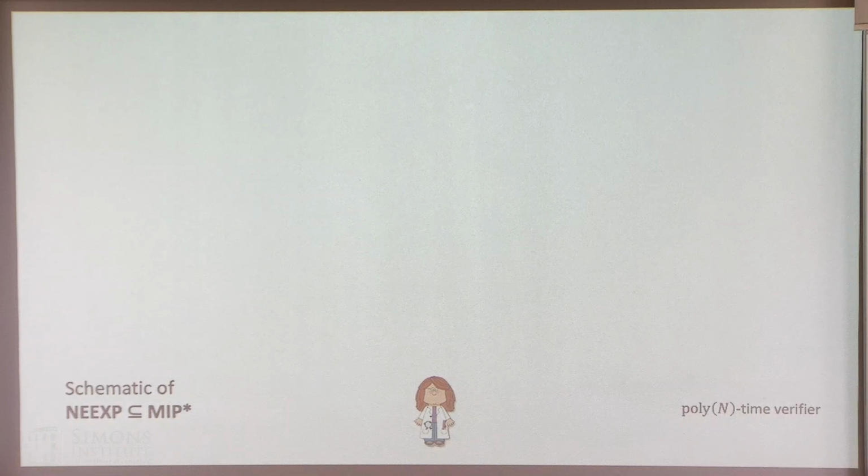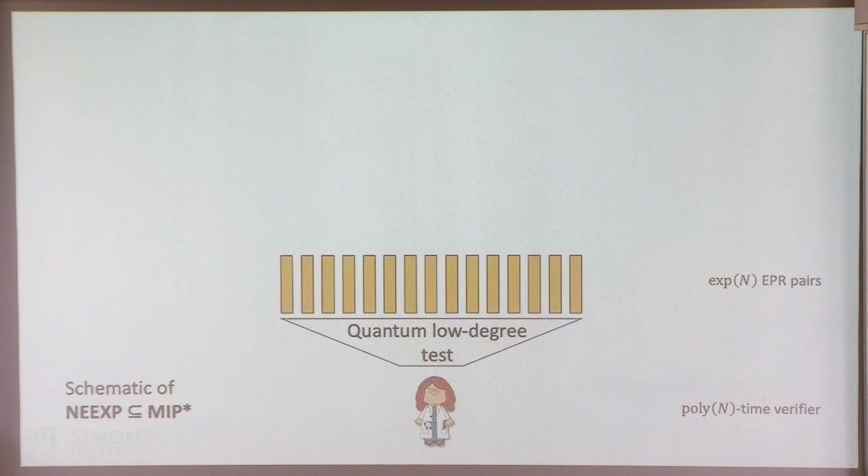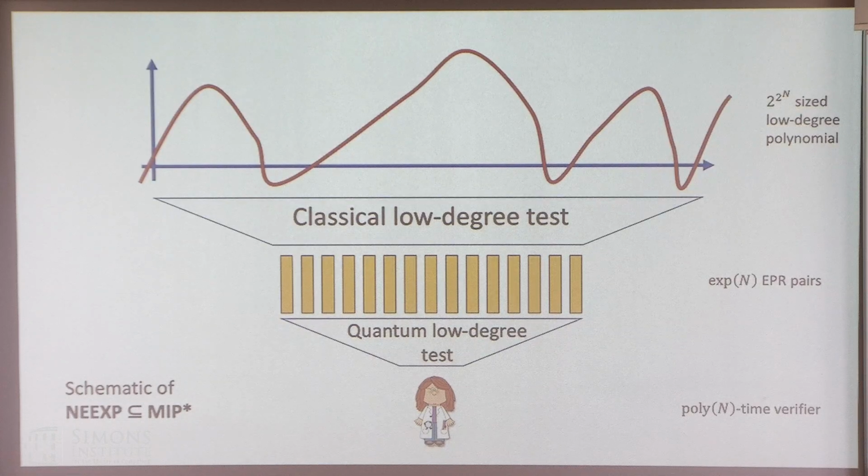Okay, so just to put it in terms of pictures, here's the schematic. We have this polyentanglement verifier. We run this quantum low degree test to certify exponentially many EPR pairs. And these EPR pairs are generating questions for this point-line distribution. And this point-line distribution is used to certify that there exists some doubly exponential size low degree polynomial out there. What do I mean by out there? This low degree polynomial is encoding the answer to our computation, this doubly exponential time computation. Okay, so that's in one picture how NEEXP is included in MIP star.